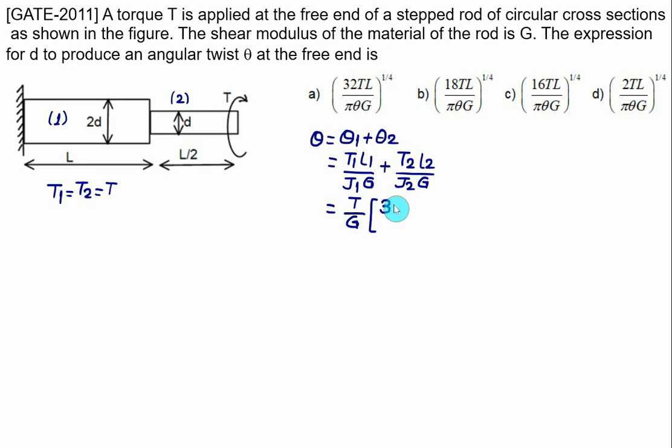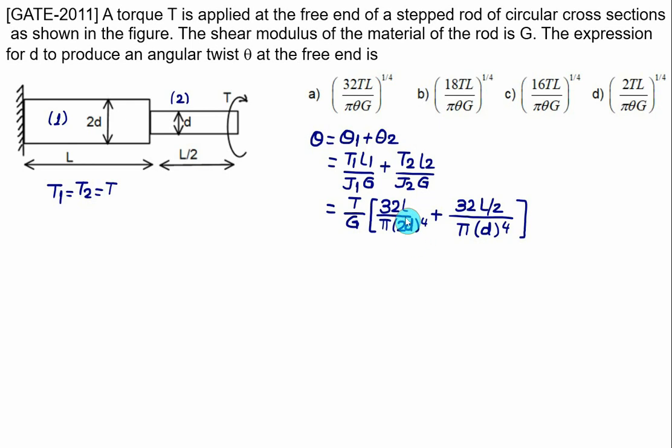So we have 32L divided by pi. Diameter for the first shaft is equal to 2d, so we have 2d to the power 4. Then we have again 32. Length for the second section is L by 2, so we have L divided by 2 divided by pi. Diameter of the second shaft is only d, so we have d to the power 4.